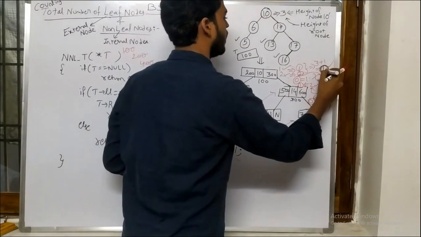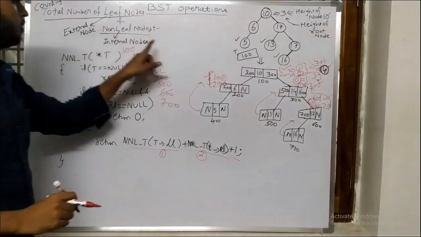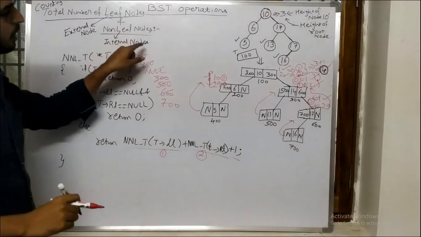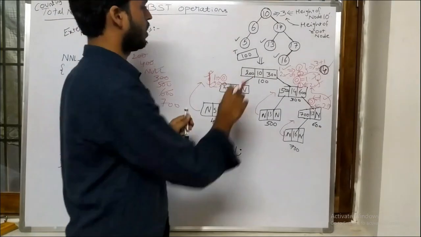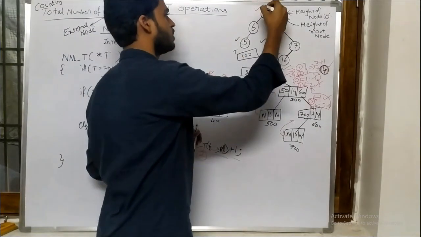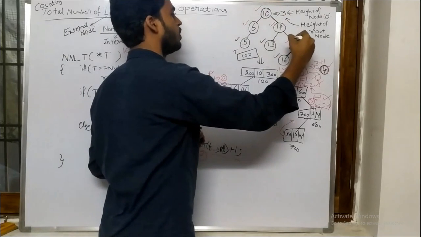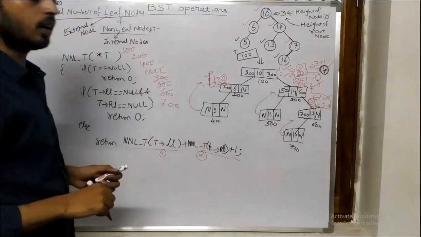So this is the result for the total number of non-leaf nodes, or total number of internal nodes, present in a tree. Just check. These are all the leaf nodes, right? Total number of non-leaf nodes: 1, 2, 3, 4. The total number of non-leaf nodes in this tree is 4.